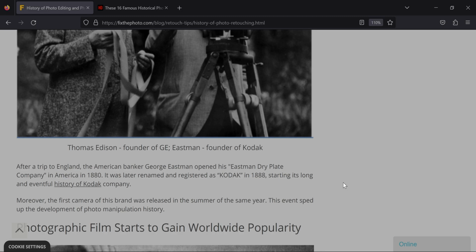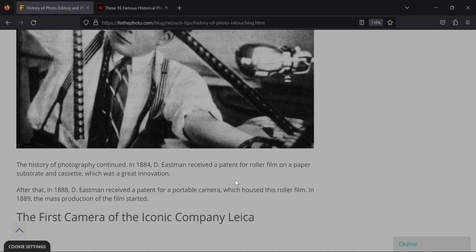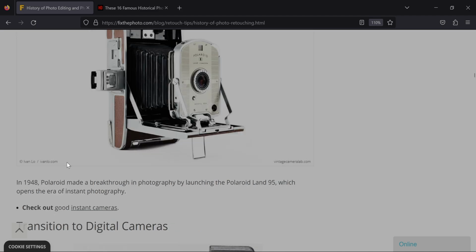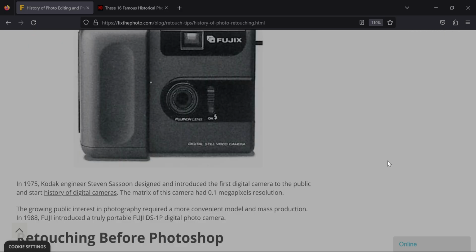In 1884, Eastman received a patent for roller film on a paper substrate and cassette, which was a great innovation. After that, in 1888, Eastman received a patent for a portable camera, which housed this roller film. In 1889, the mass production of the film started. In 1948, Polaroid made a breakthrough and launched the Polaroid Land 95, which opens the era of instant photography. And then in 1975, a Kodak engineer designed and introduced the first digital camera to the public.